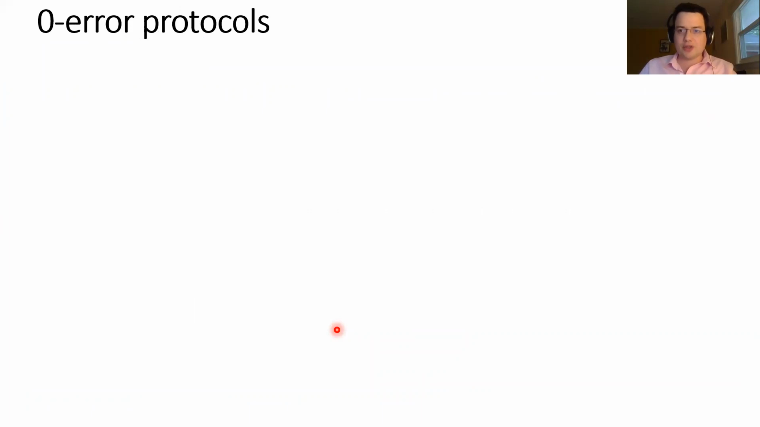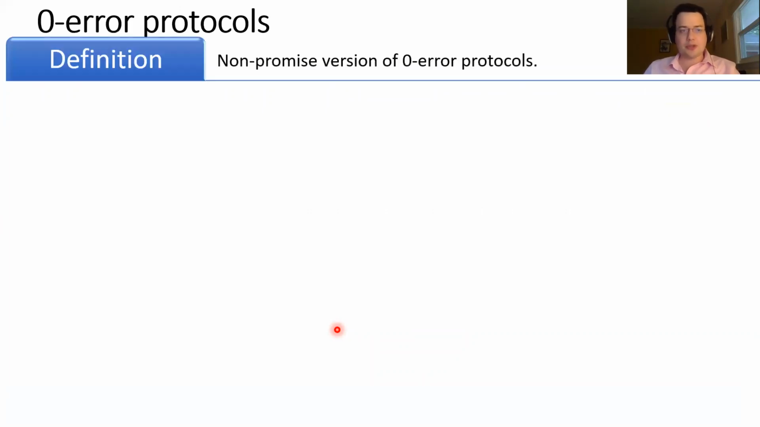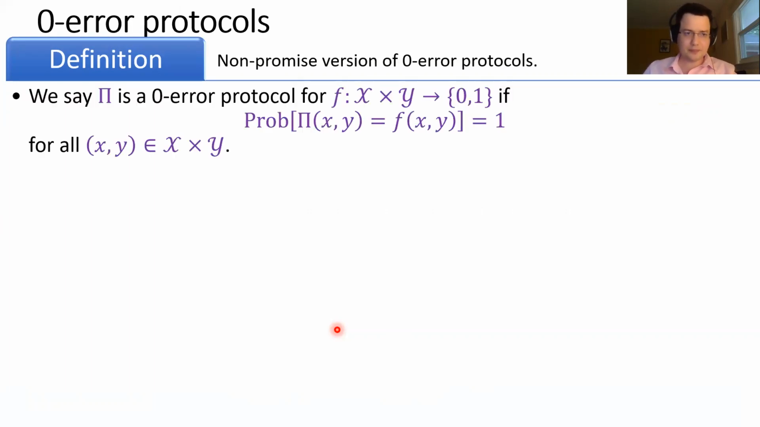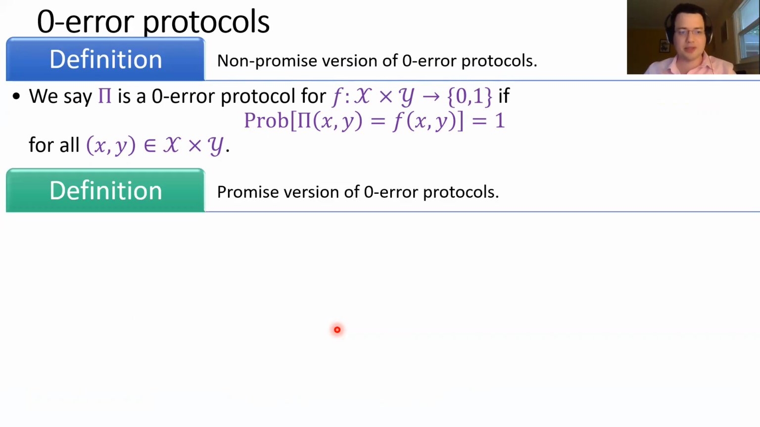So let's talk in some more detail about zero-error protocols. The no-promise version is this version of zero-error protocols. We say that pi is a zero-error protocol if for all x and y it works. It gives the correct answer, so it's not allowed to make mistakes.